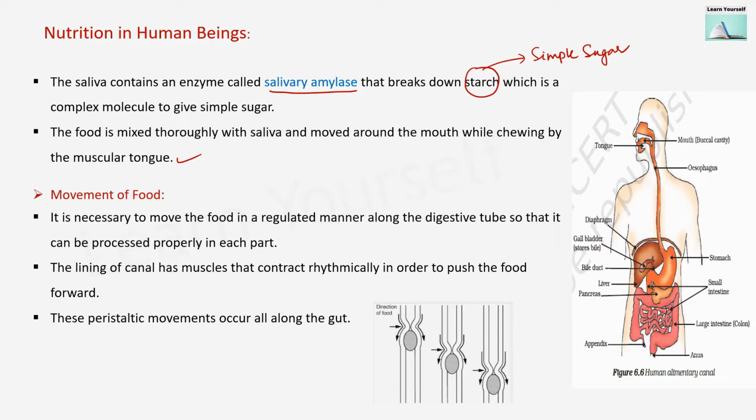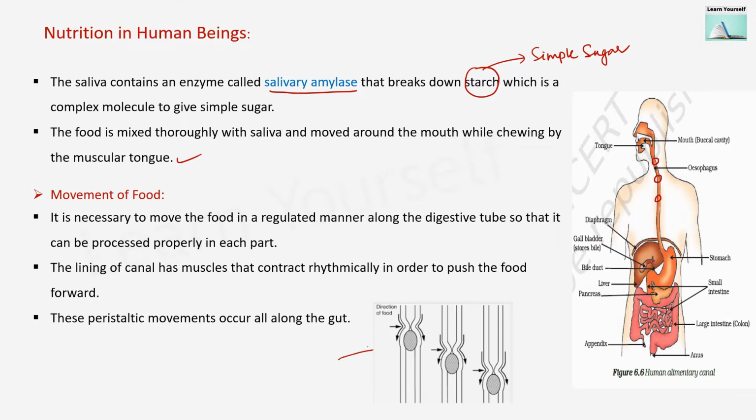Now movement of the food. It is necessary to move the food in regulated manner along the digestive tube so that it can be processed properly in each part. So step by step it has to move. Now lining of the canal has muscles that contract rhythmically in order to push the food forward. It will not happen that once you gulp the food, it will directly fall into the stomach. No, in a stepwise manner, it will move forward. And how will this happen?